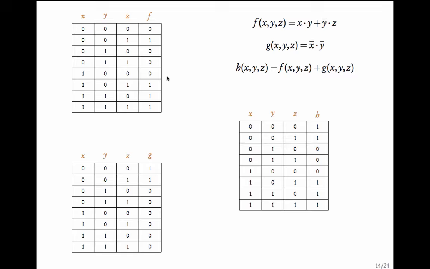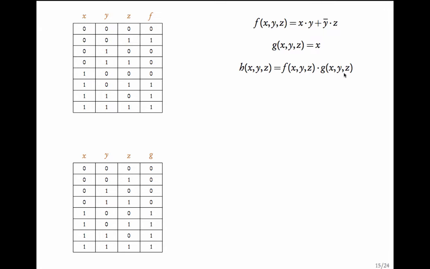So what you did, you systematically went through each entry and the corresponding entry here and then filled it by doing a plus of this and this. This is how you do plus of two truth tables.